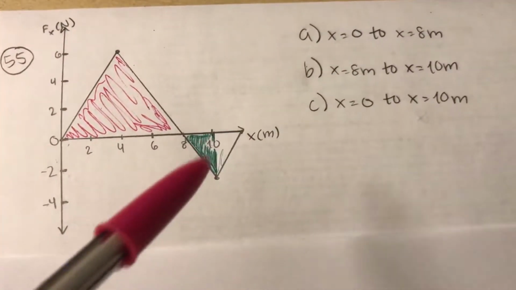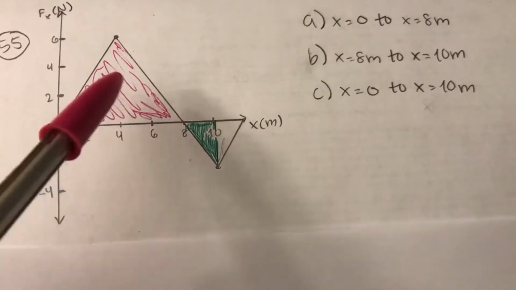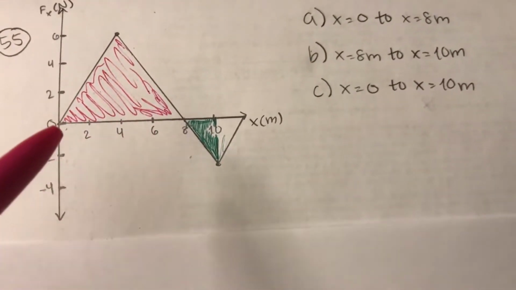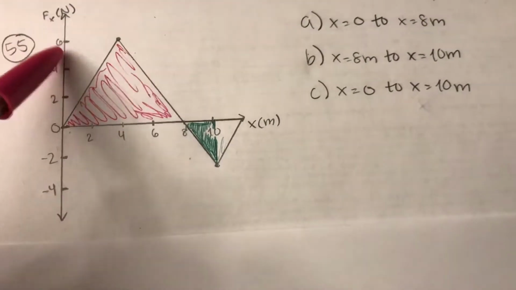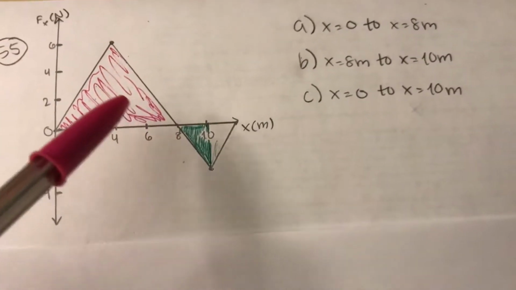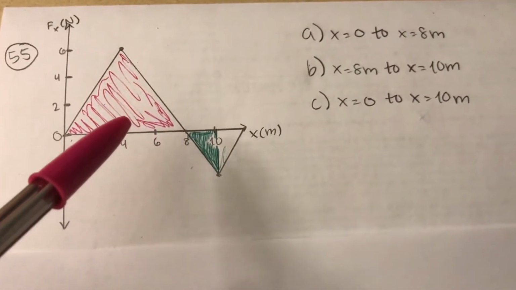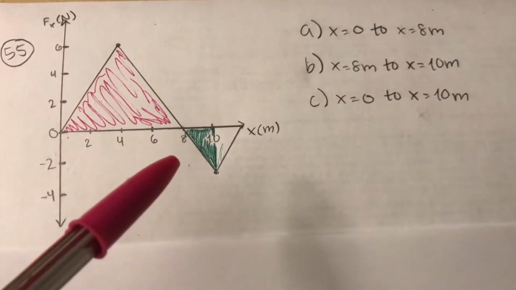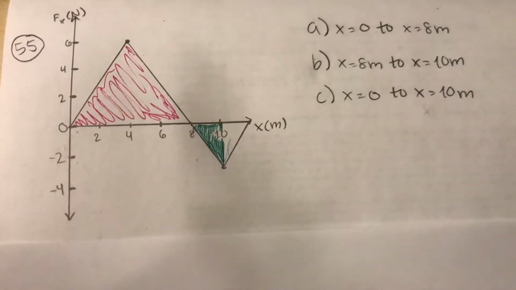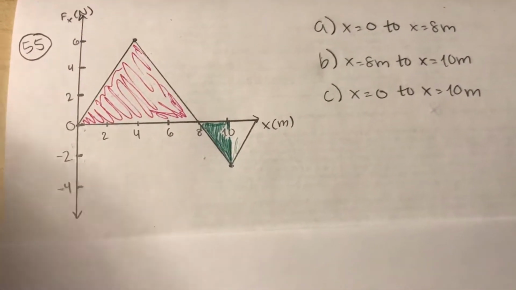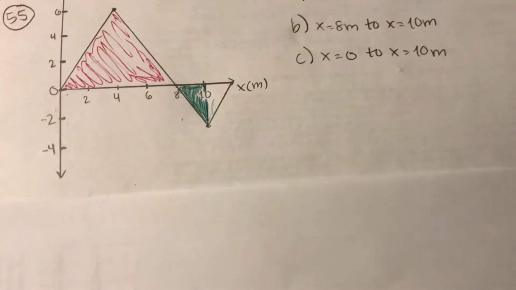For example, A is asking us from 0 to 8, and that is this pink triangle. We want to find this area because this is force times displacement. However, since it's a triangle, we want to use the triangle area formula, which is 1/2 base times height. So we use 1/2 displacement times force. So let's actually try this.